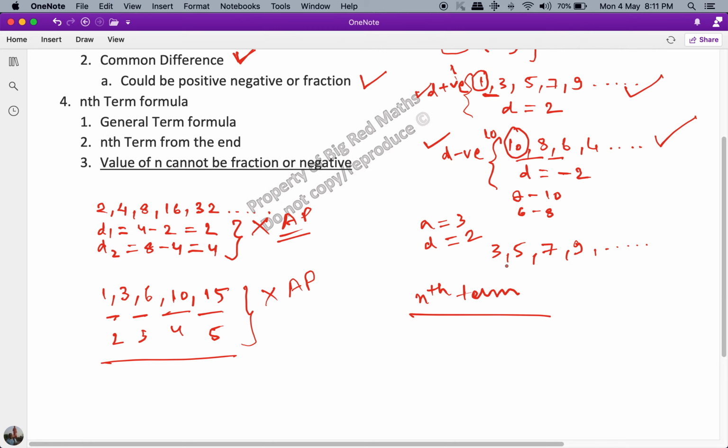Nth term of an AP is very simple. If I give you the first term of an AP, which is A, and I give you the common difference, which is D, finding any term of the AP is not very difficult. Okay, so the first term will always be equal to A, which in this example is 3. The second term of the AP, how do you find the second term? You add D to the previous term, which is A. So you get A plus D, or you get 3 plus 2, which is equal to 5.